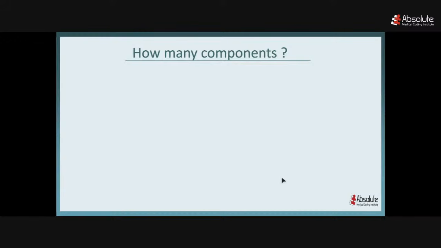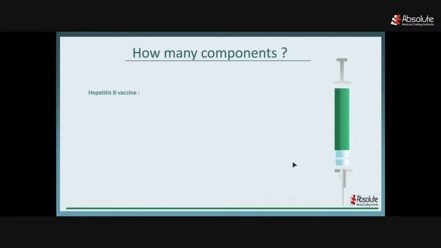So let's continue and do some more exercises, coders. Okay, again, this is an exercise to find out the number of components in these vaccines. Okay, so here we go. First comes hepatitis B vaccine. So let's be quick, coders. Quickly place in the chat how many components are there in hepatitis B vaccine.